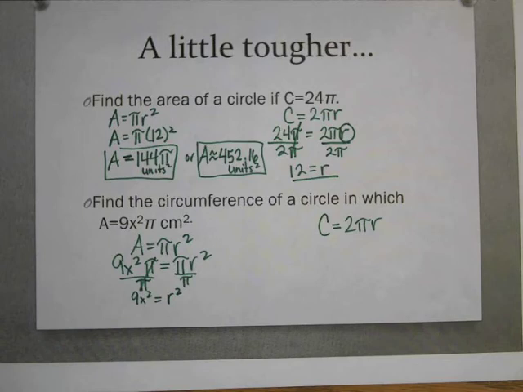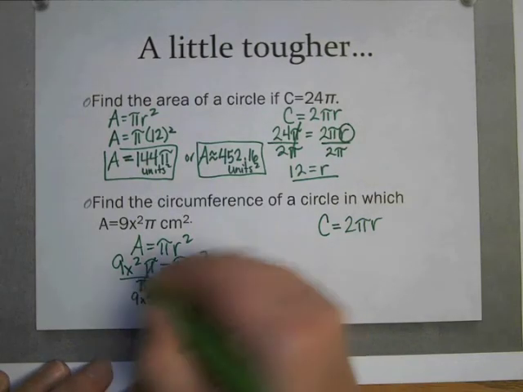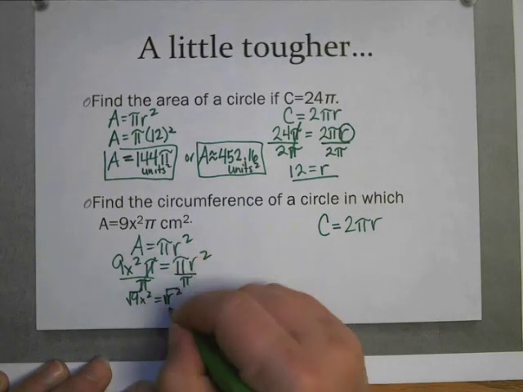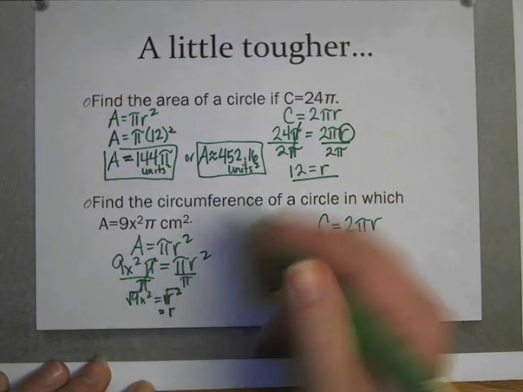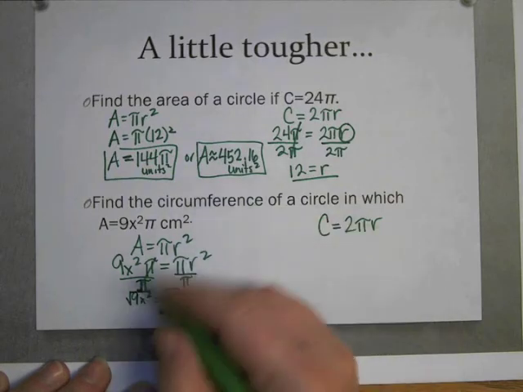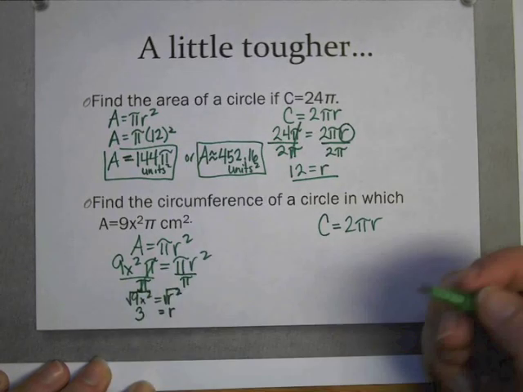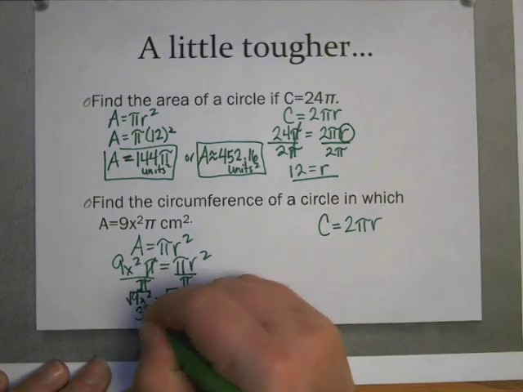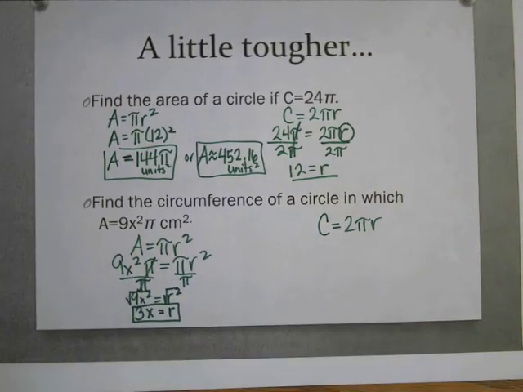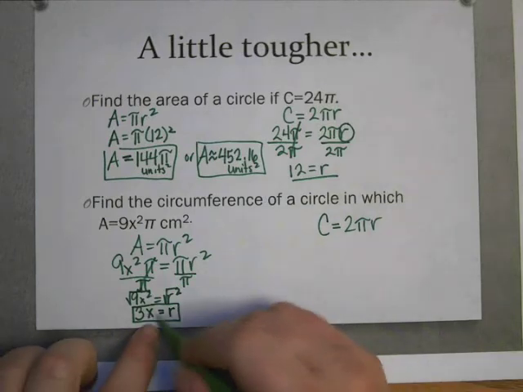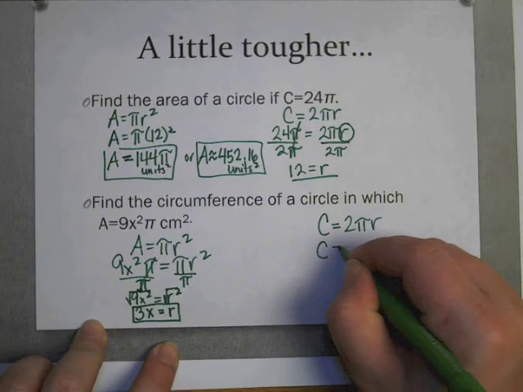Okay, so remember back in algebra when you had something squared, how do we undo a square? Well, to undo a square, we have to take the square root. When we take the square root of r squared, we're left with r equals, now we're going to take the square root of everything. The square root of 9 is 3. The square root of x squared, well, what times what is x squared? That's x. So our radius equals 3 times x. Kind of funky, but that's okay. We deal with variables all the time. So we're going to take that 3x now and plug it in.